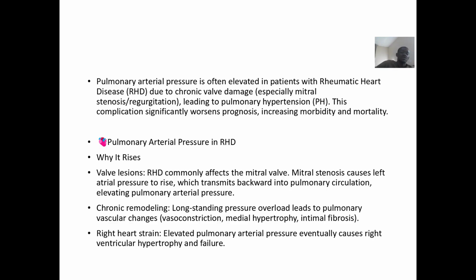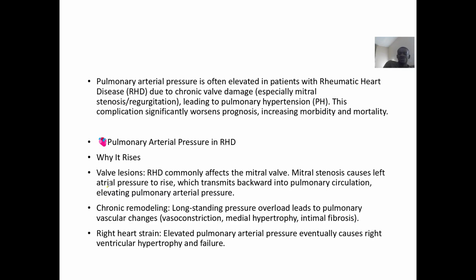First reason is there are valve lesions. So rheumatic heart disease commonly affects the mitral valve. If there's mitral stenosis, blood is being held back, blood is not flowing well, so atrial pressure will rise, which is transmitted back into the lungs, into the lung circulation. So that's what actually increases the pulmonary arterial pressure.